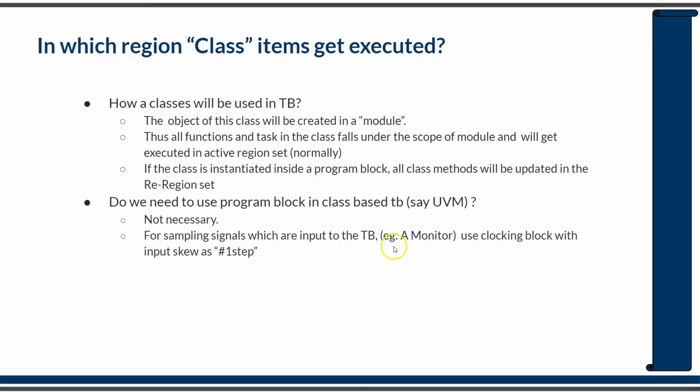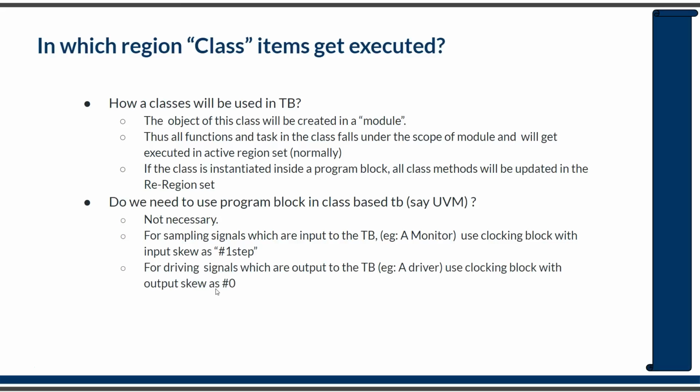For example, if you want to monitor something, if you are writing a monitor class, you need to use a clocking block. That will often be written in the interface, and while you write an interface, you use a clocking block, then an input skew of #1step, and always sample the signal with respect to that clocking block in any of the classes or any of the functional code in the testbench. By sampling all the signals with #1step in a clocking block, you will always be sampling them in a Preponed region.